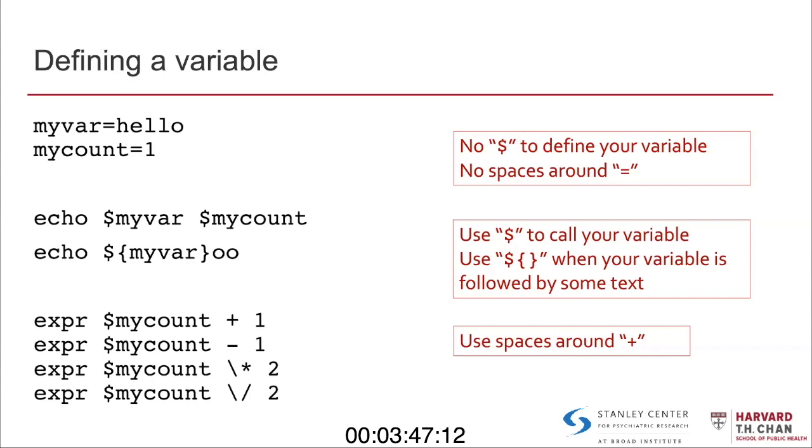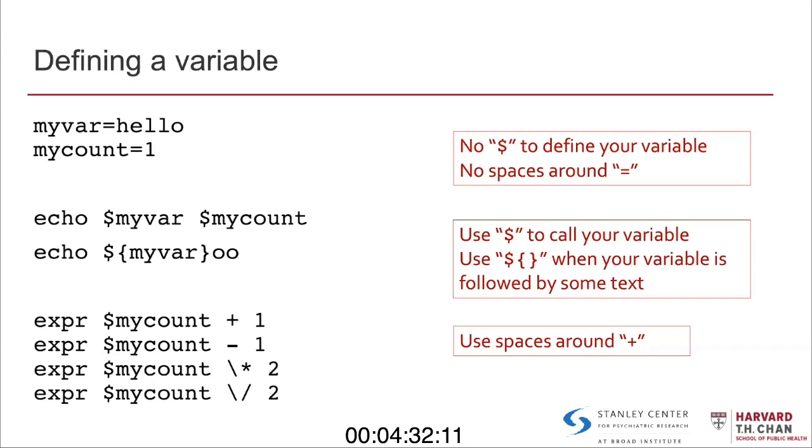Now let's see how to define a variable. First, you need to name your variable. You can pick any name you want, followed by the equal character, followed by the value you want to assign to this variable. I have to specify here that you are not allowed to use spaces around the equal character. Here we have 2 examples. The first is a variable called myvar, to which we assign the value hello. The second is a variable called myCount, to which we assign the number 1.